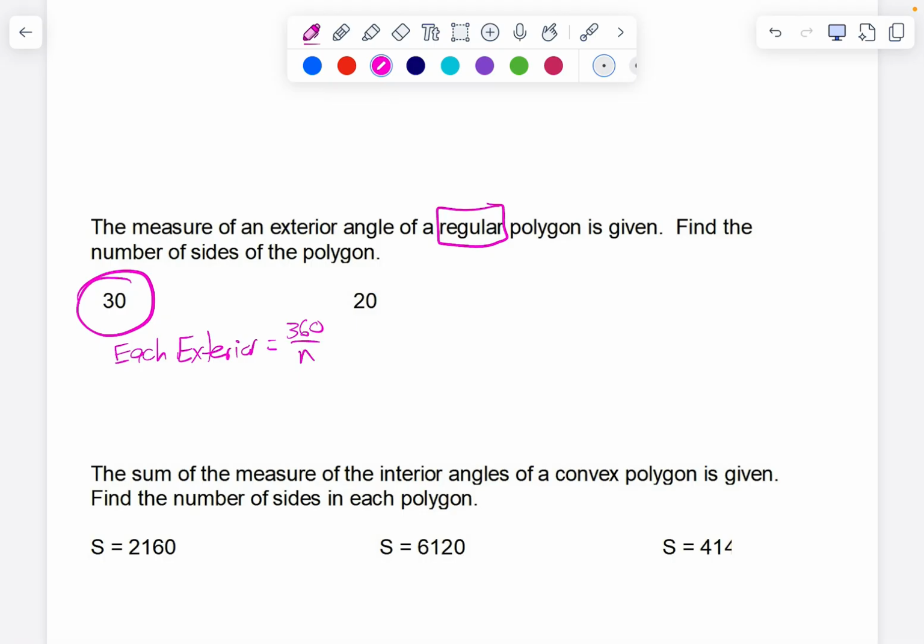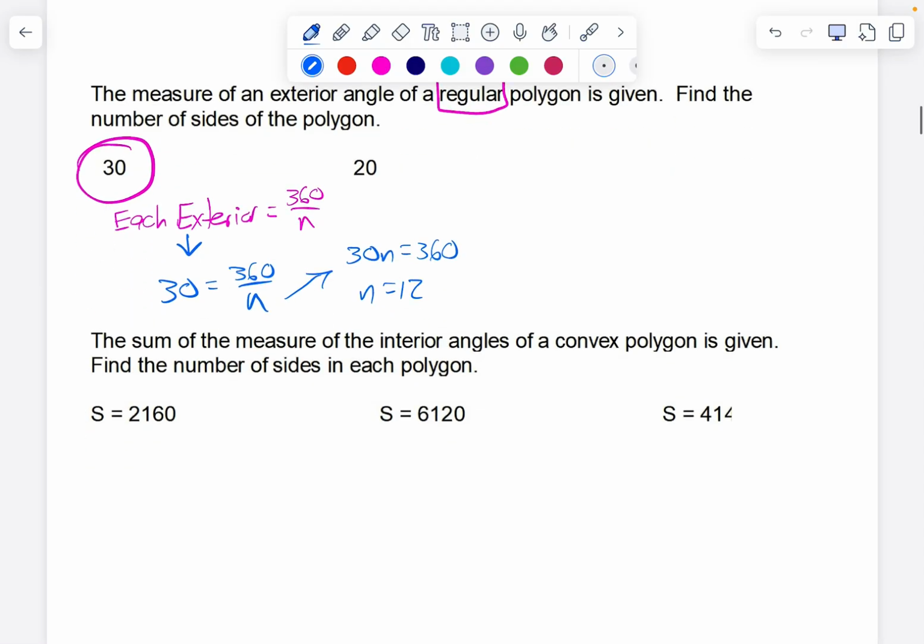Each exterior is 360 over n. Where do I substitute 30? There we go. Each exterior is 30. How do you solve this? So 30n equals 360, or n equals 12. Okay? It's just use your formulas. It makes this so much easier.